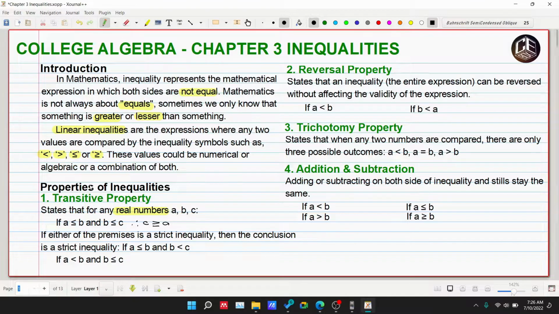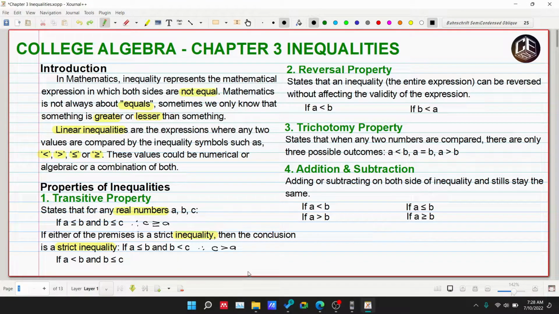Okay? So, sabi rito, if either of the premises is a strict inequality, then the conclusion is a strict inequality. Okay? If A is less than or equivalent to B and B is less than C, therefore we can say that C is greater than A. Bakit hindi siya equal? Okay? Kasi alam natin na ang ating C ay greater than lang sa B. Okay? Pero wala siya sinabi dito na it may be equals to B. So since greater than siya sa B, alam natin na ang C is also greater than A.